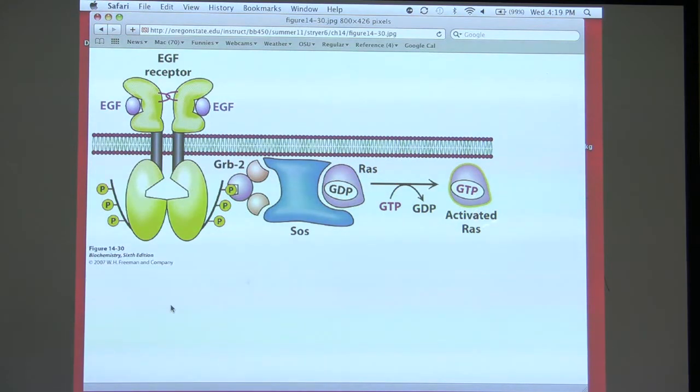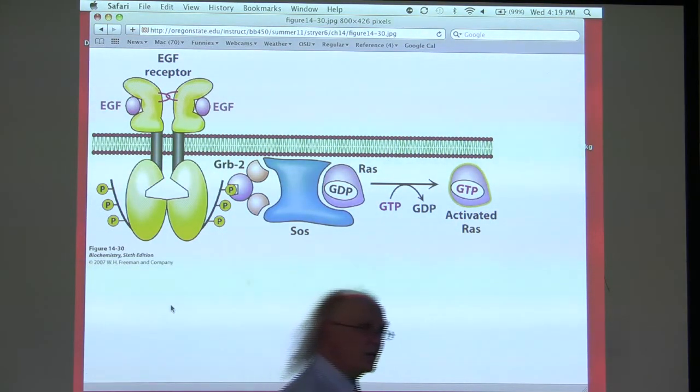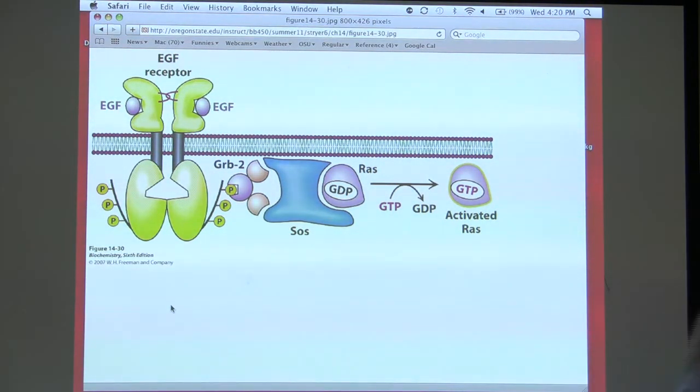Well, I told you that RAS acts like a G protein. Your first question should probably be, does it cleave GTP? And the answer is, yes, it does. That's how it turns itself off. So this RAS will activate cell division, it turns itself off, and it goes back and we start this process again if necessary, or if not, no more division. Okay?